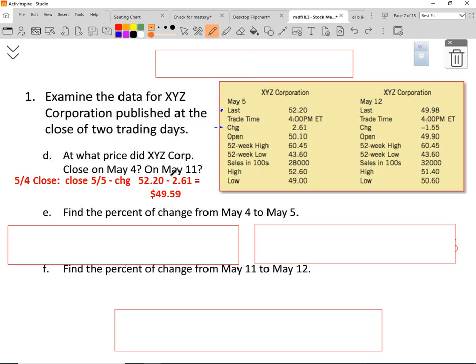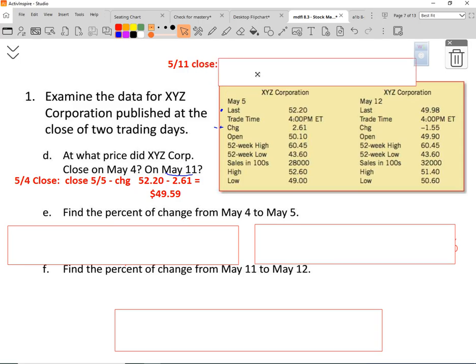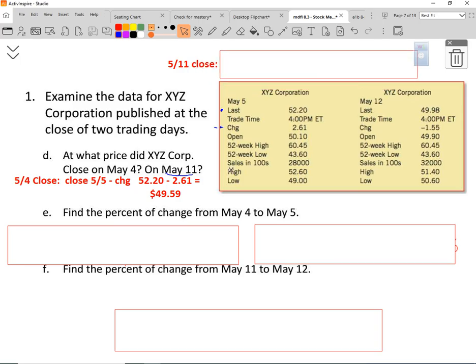They also asked for May 11th, and I didn't have enough room, so I went up here. So for May 11th close, also the last of May 11th minus the change, which you'll notice the change here is a negative, right? So it's the last minus the change. So that's 49.98 minus negative 1.55. Probably should put parentheses on that.